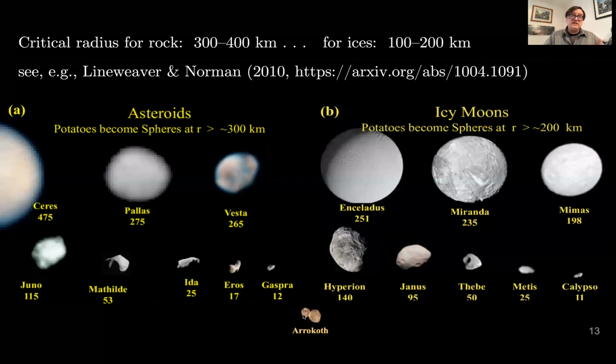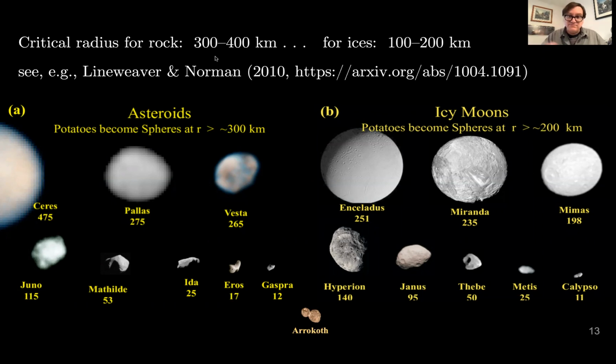And this has been done. You can compute the critical radius for silicate rock as something between about 300 or 400 kilometers. And for ices, it's a little bit smaller. And there's this paper by Lineweaver and Norman. The title of the paper is something called the potato radius, because this critical radius basically says if you're smaller than that, you'll look like a potato. If you're larger, you'll look like a spherical planet or a moon.